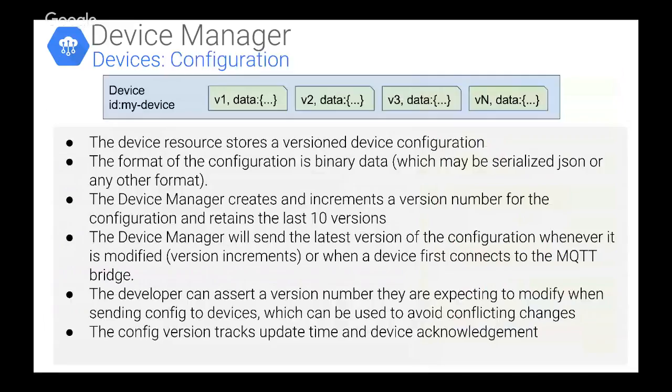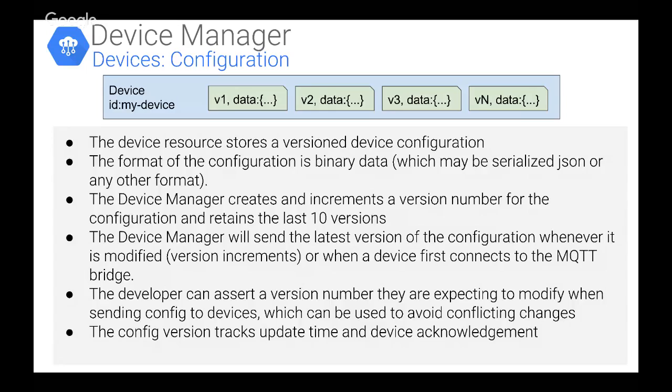Which leads to the next piece of device data, and this is configuration. So configurations for devices can exist for every single device in your registry. Additionally, we maintain the last 10 versions of that configuration data. This is because we anticipate people to use configuration data in a lot of different ways. The format of the data is binary.